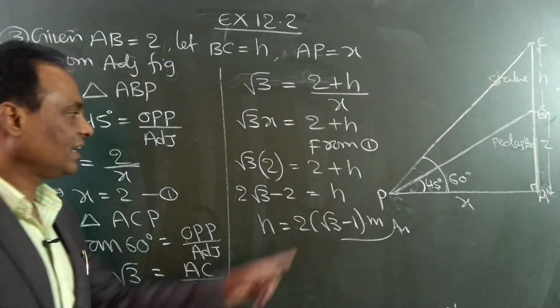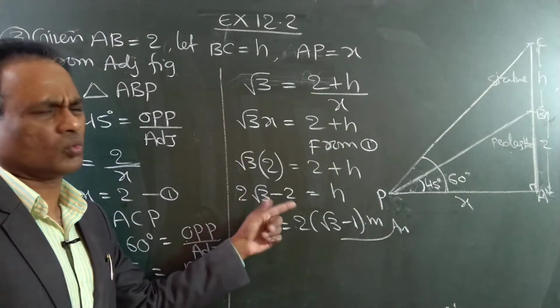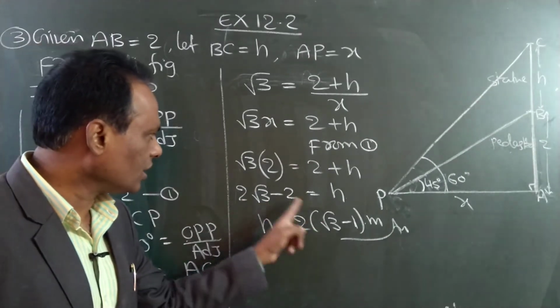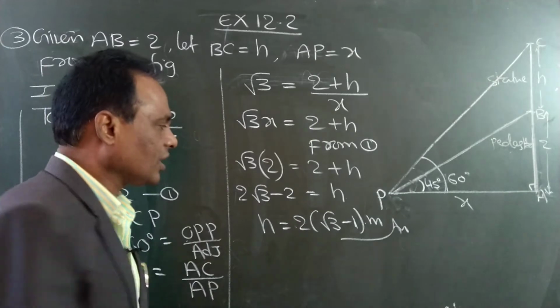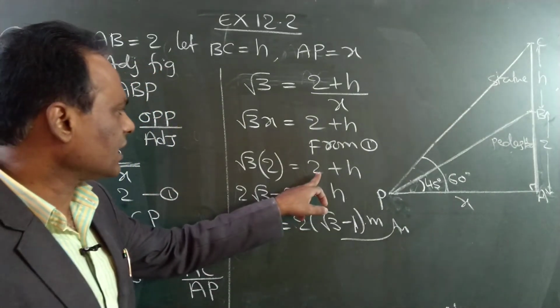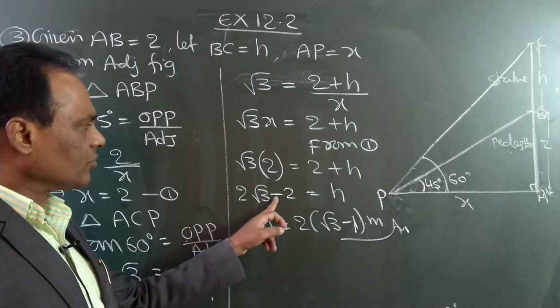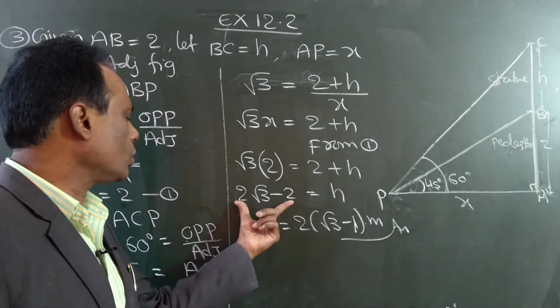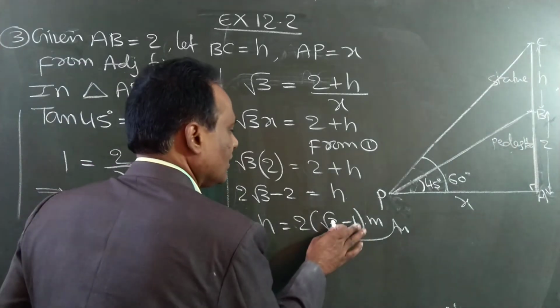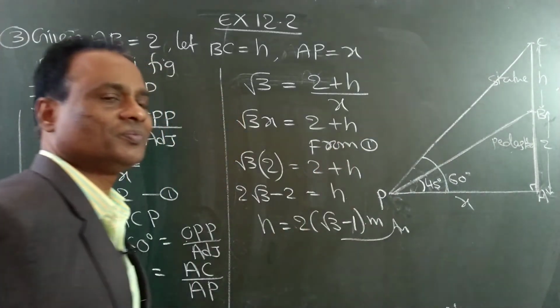That's all. H is equal to how much? 2 root 3 minus 2. Or we can take 2 common. 2 common means root 3, 2 common means 1: root 3 minus 1, or the same 2 root 3 minus 2. Taking 2 on the right to the left side, it becomes minus 2. So H is equal to 2 root 3 minus 2 or 2 common root 3 minus 1. Simple. That's all.